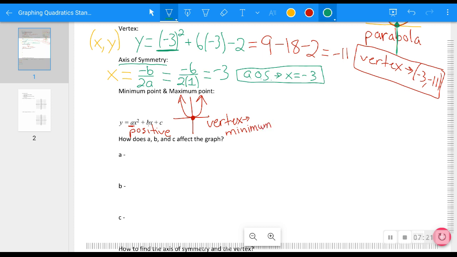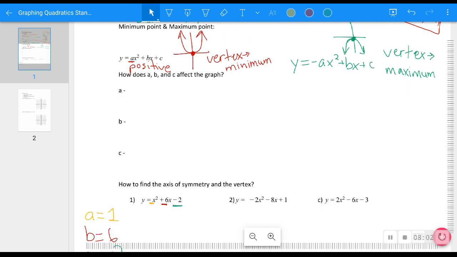Now, if A was negative, then our graph is going to change and it's going to open downwards. So it'll be an upside down U. So in this case, our vertex is still going to be right there, but now it's our highest point on the whole graph. So now our vertex is going to be our maximum. So the vertex will always be the highest point or the lowest point.